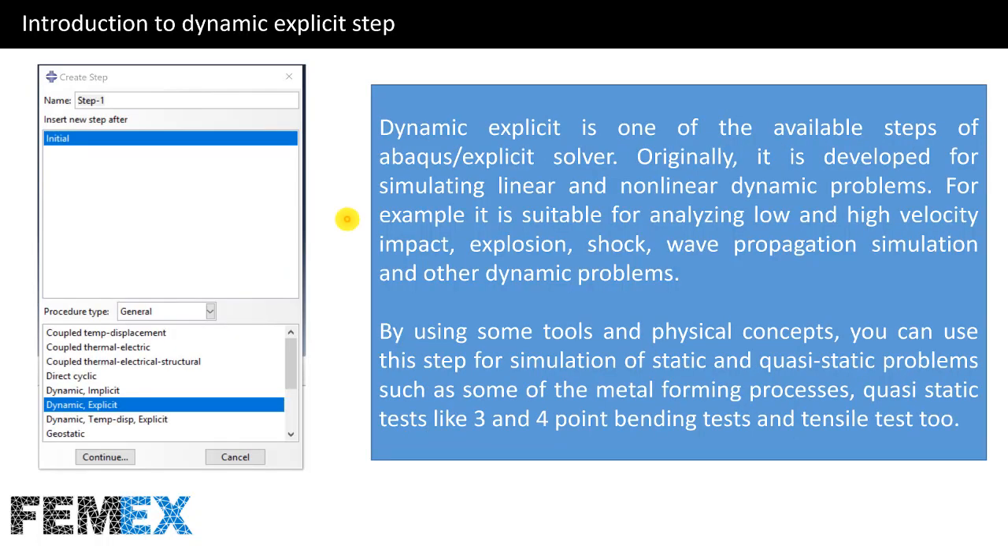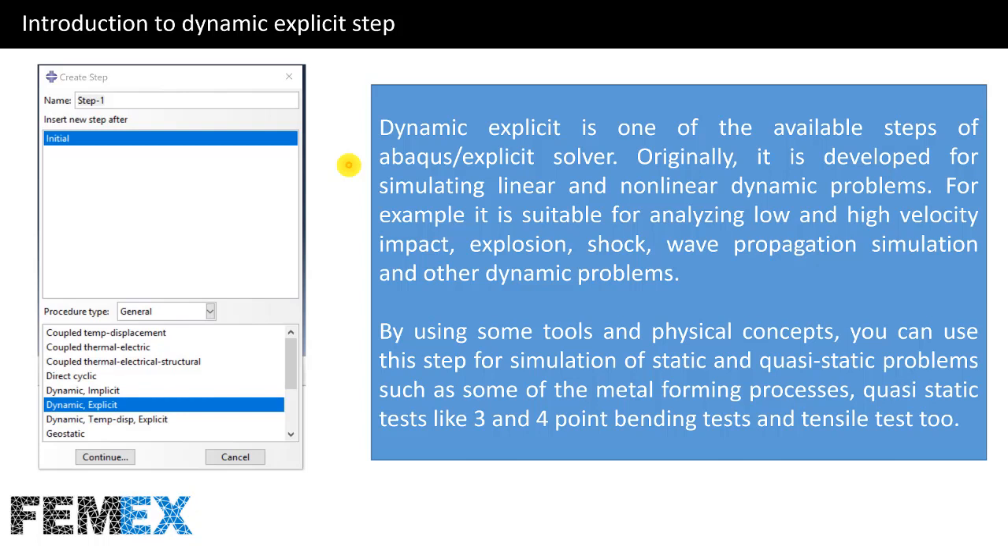In the step module, when you want to create the first step, you can choose dynamic explicit step from this list. Dynamic explicit is one of the available steps of Abaqus explicit solver. Notice that each of the Abaqus solvers has their own steps. For example, the dynamic implicit step is one of the steps of Abaqus standard solver, or the coupled temp displacement step is one of the steps of Abaqus standard solver.